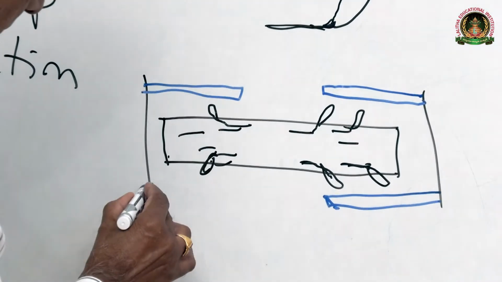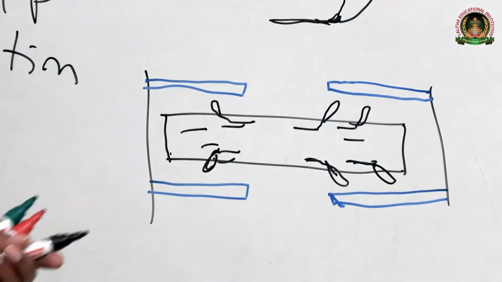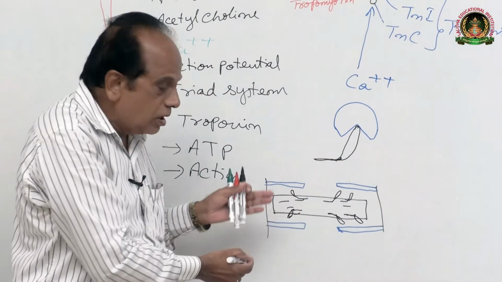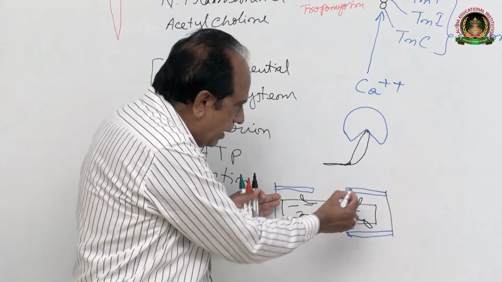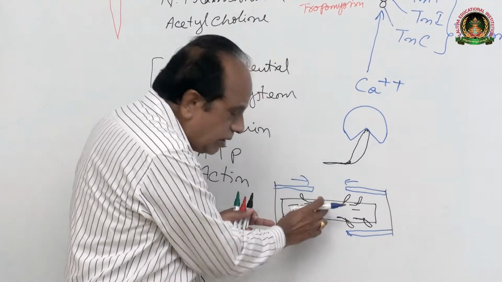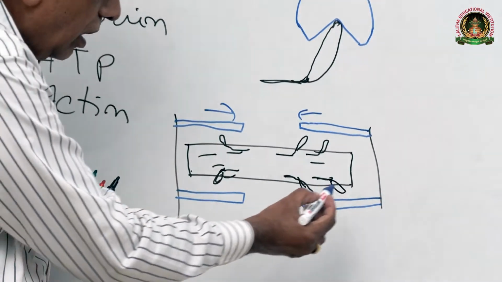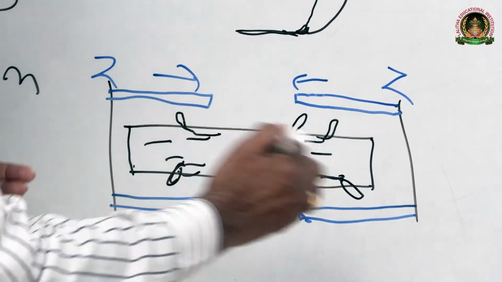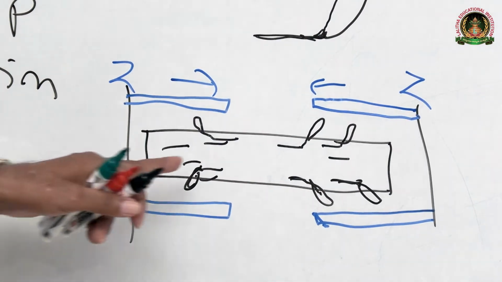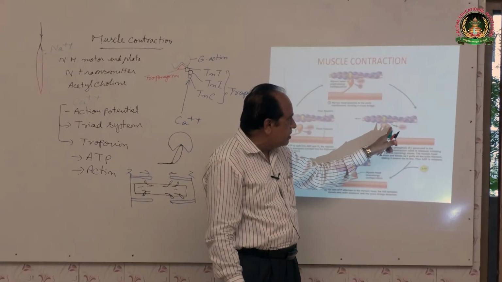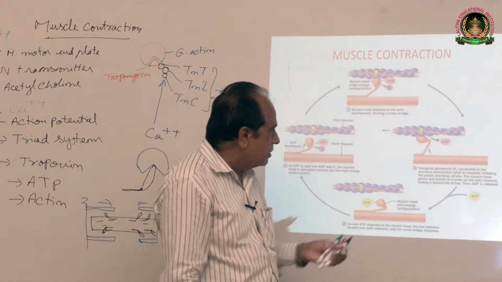Because of the cross bridges which fit into the active sites, and also because of the energy formed due to breakdown or hydrolysis of ATP, the actin molecules slide inwards around the myosin. Myosin is constant, only the actin molecules slide inwards along with the Z membranes. Even the Z membranes move inwards. The myosin is constant, only the actin filaments slide inwards. Because of the hydrolysis of the ATP, the energy is responsible for pulling the actin molecules inwards.